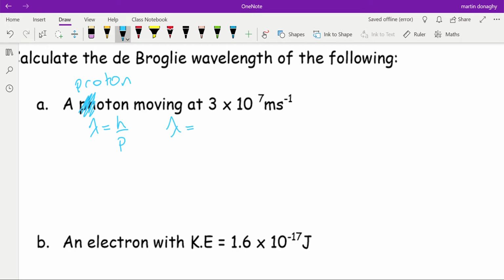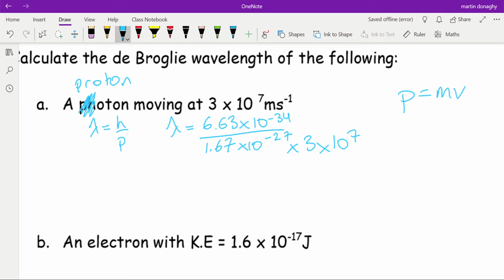Put in our values. Planck's constant is just from your data sheet, divided by the mass of a proton, which is on your data sheet and given at the bottom of the page, times its velocity. So remember, when we're dealing with particles, we can use momentum, letter P, is equal to mass times velocity. Type all that into your calculator and you should get 3.97 by 10 to the minus 7. And it's a wavelength, so even though it's a de Broglie wavelength, there's an associated wavelength, it's still meters that we measured it.